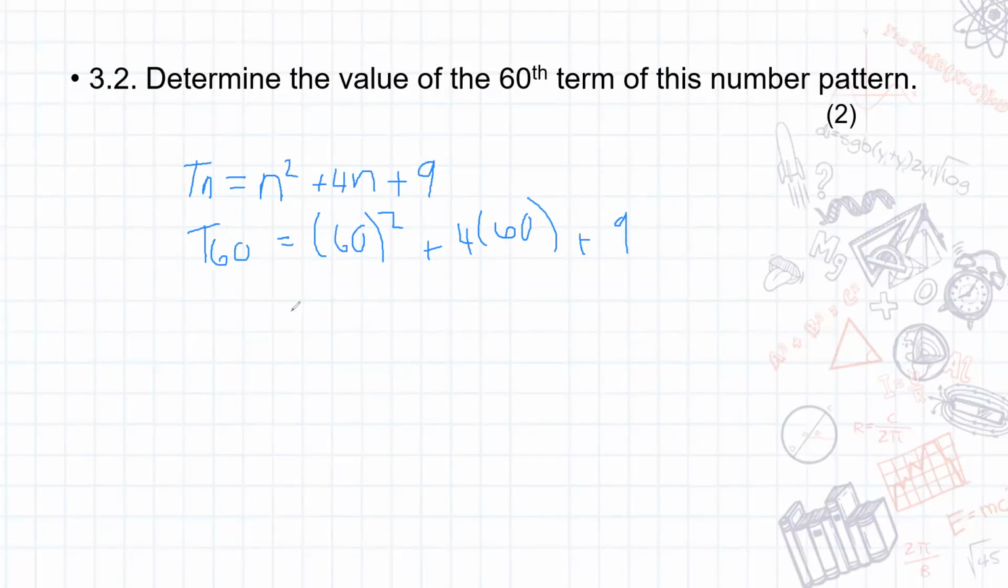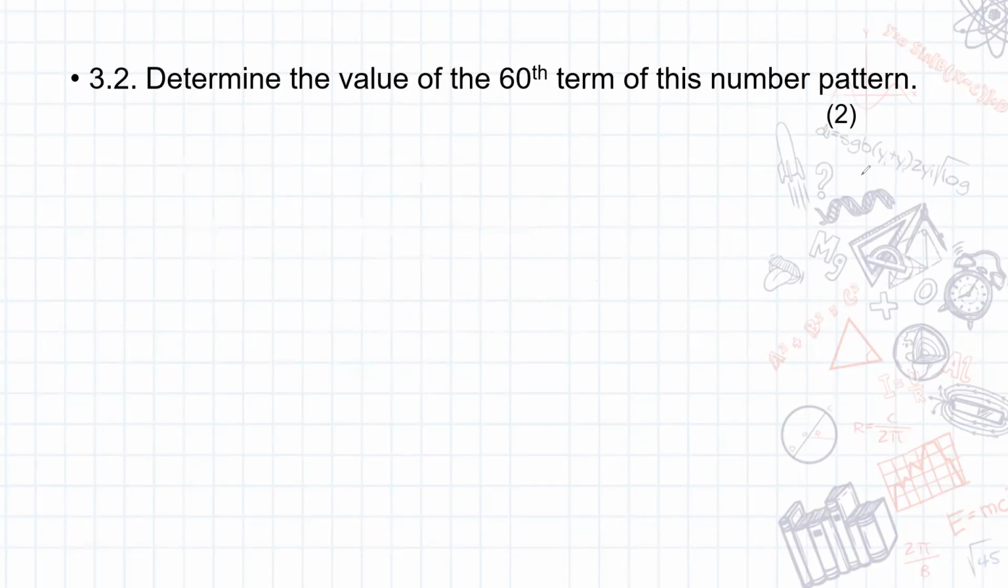Now, 6 times 6 is 36, and 0 and 0, plus 4 times 6 is 24, add a 0, plus 9. So our final total will be 3849. Don't worry, I didn't do it in my head. I used my calculator. See why calculators are important. All right, so there's that question.